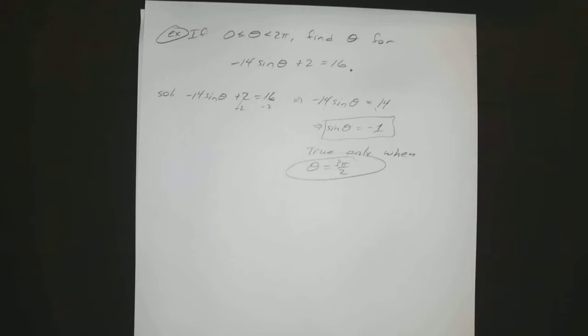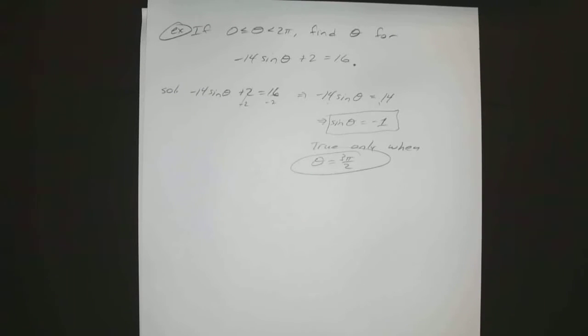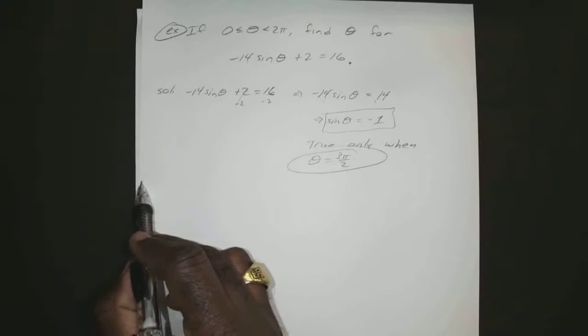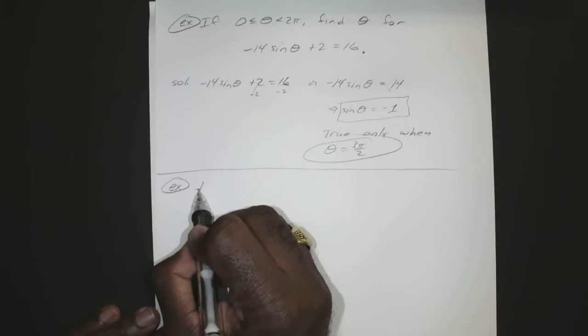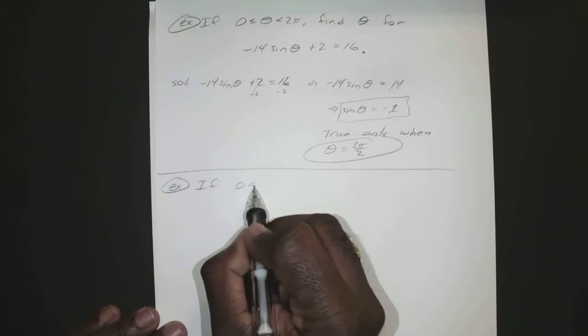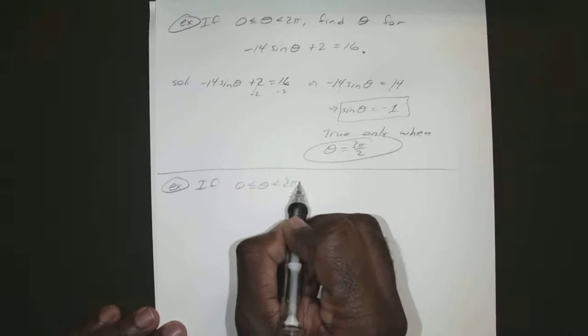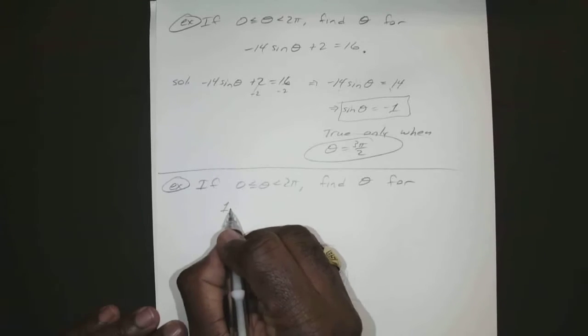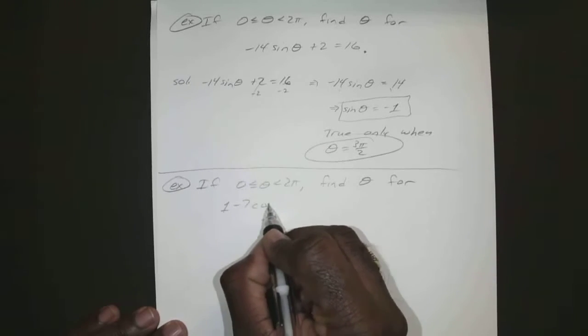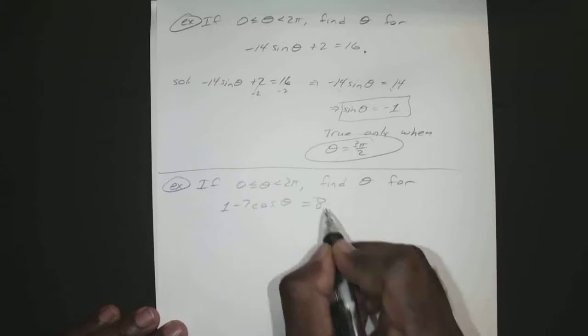All right. So any questions on that one? Okay, so let's say, for example, if theta is between 0 and 2 pi, find theta for 1 minus 7 cosine of theta equals 8.